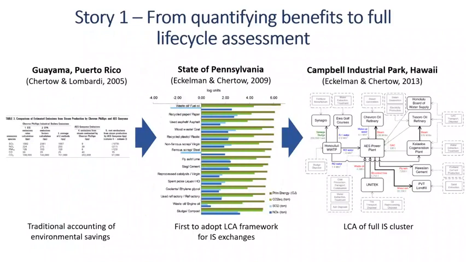So the first story is about in the beginning, when we had this article in 2005, that was when we started trying to quantify benefits in a cluster, in a small cluster, so that we could show again the meaning and the savings that come in through industrial symbiosis. What we eventually got to in the third diagram is a full life cycle analysis. So showing the progressive synthesis over time.